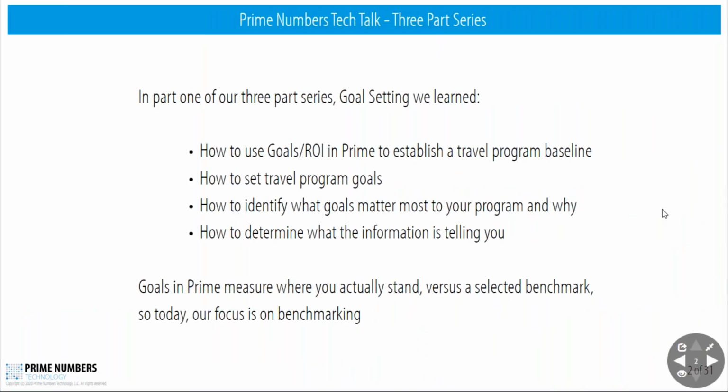And to pick up where Ash left off, as part of this 3-part series, what we covered in the first part of the series was goal setting and understanding how to use goals and ROI in Prime to look at your travel program baseline. We also looked at setting program goals, identifying the goals that matter most to your program and why, and then determining what the information is telling you.